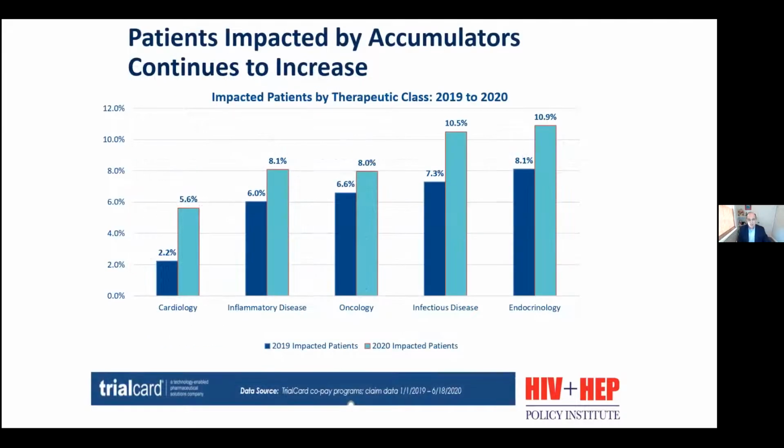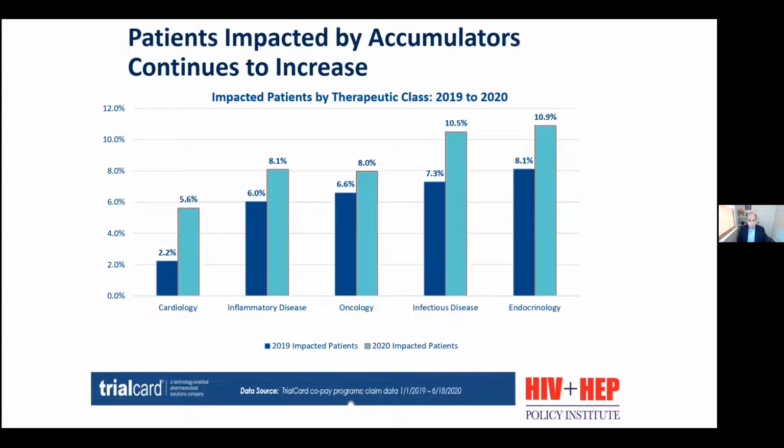So, to look at the patient impact, I guess you really have to look at who are the patients that are being impacted and at what level. And, as you heard earlier, a lot of them, the accumulators are based on high cost specialty drugs. And this is data from TrialCard, and they're a group that actually runs the copay assistance cards for many of the manufacturers. And you could see the growth of copay accumulators over the 2-year period between 2019 and 2020. And it's gone up, I'm sure, considerably since then.